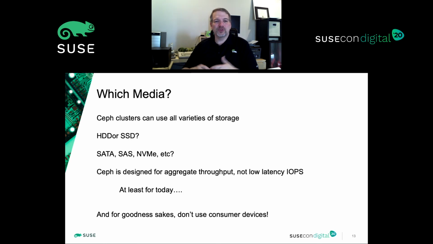You can actually stack more SAS devices in a single enclosure without oversubscribing, and that's because you can get much faster SAS buses than you do SATA. So one thing to keep in mind when you think about media, Ceph is designed for aggregate throughput, not low latency I/O operations. At least that's the case today. So really when we talk about NVDIMMs, they probably don't make sense. But once you get to NVMe, they start to make sense, and especially when you move into SAS and SATA SSDs and the hard drives, they make perfect sense.